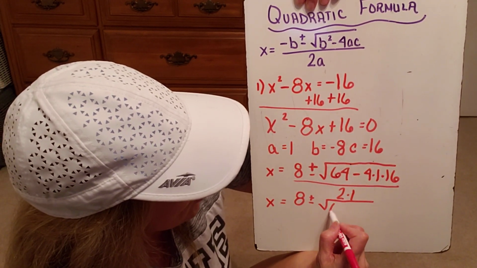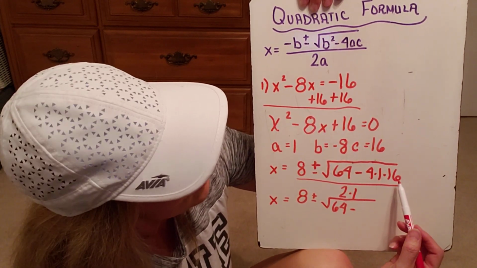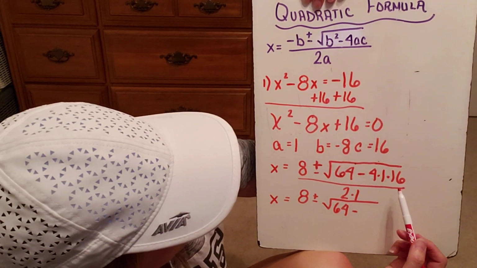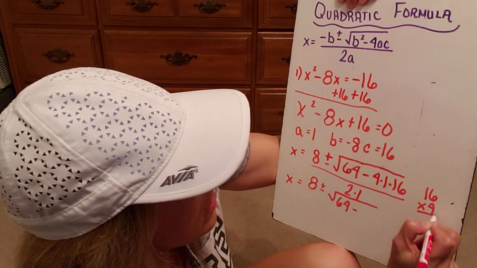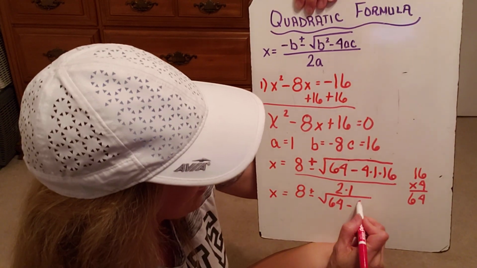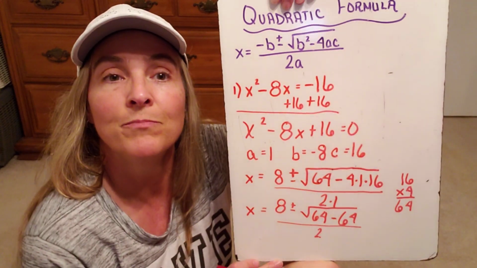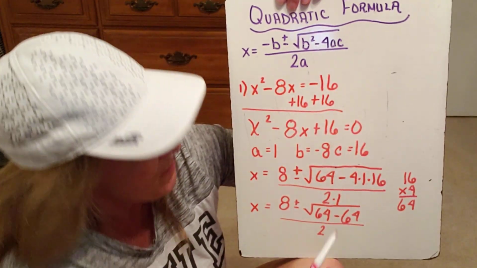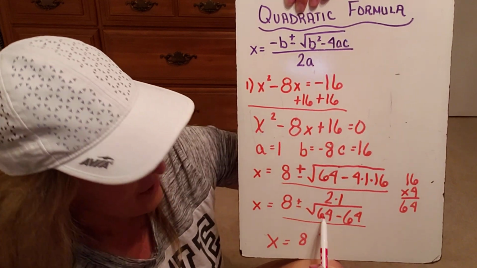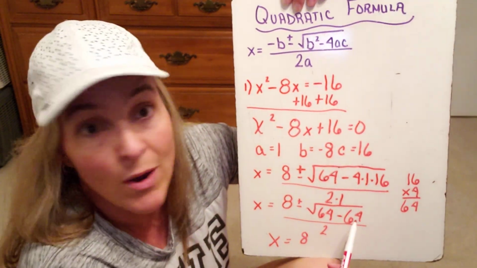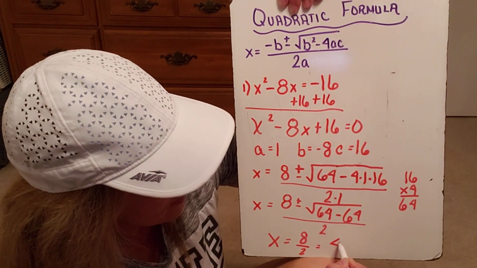At this point, I'm going to do 64 minus whatever 4 times 16 is, which is 4 carry 2. Is that? No, that's not. 16 times 4 is 64. How awesome is that? I should have totally remembered that when I worked that out. And this problem works wonderfully because you end up with x equal to 8 plus or minus 0. Square root of 0 is 0. Divided by 2, and 8 divided by 2 is 4.